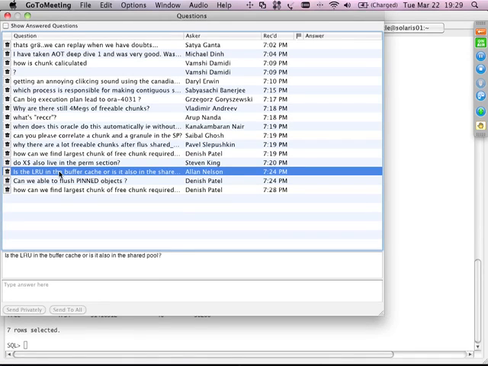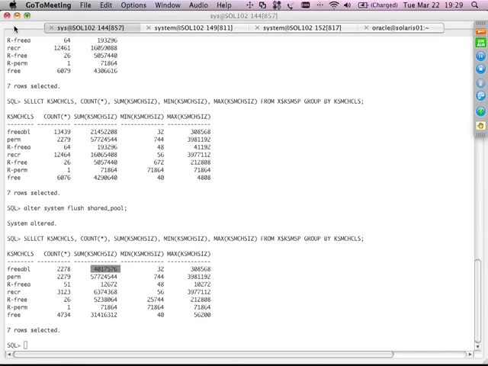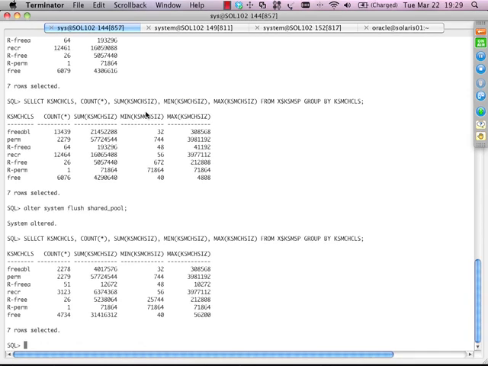One question: is the LRU in the buffer cache or shared pool as well? Yes, in both. They're totally different things, but the buffer cache has a bunch of LRUs. The shared pool has one LRU list per heap. Okay, I'll get back to some other questions later on.